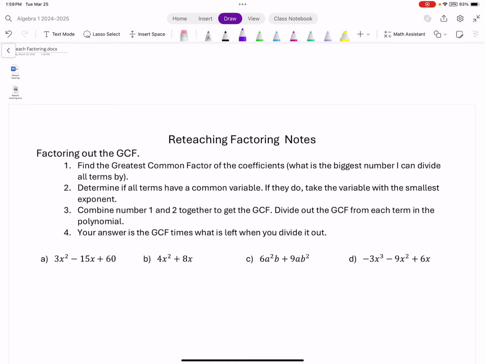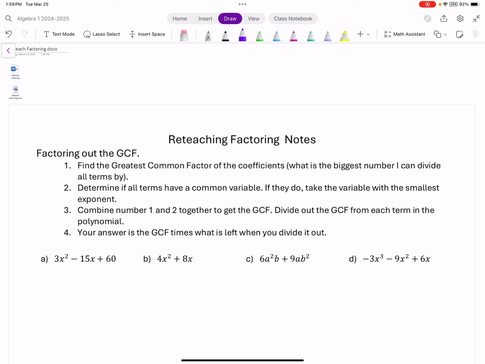Right, I'm going to go ahead and go through some relearning of our factoring. So factoring had a couple of different sections. The first thing we're going to talk about is how to take out or factor out the GCF, the greatest common factor. A factor is something that multiplies to give you an answer.